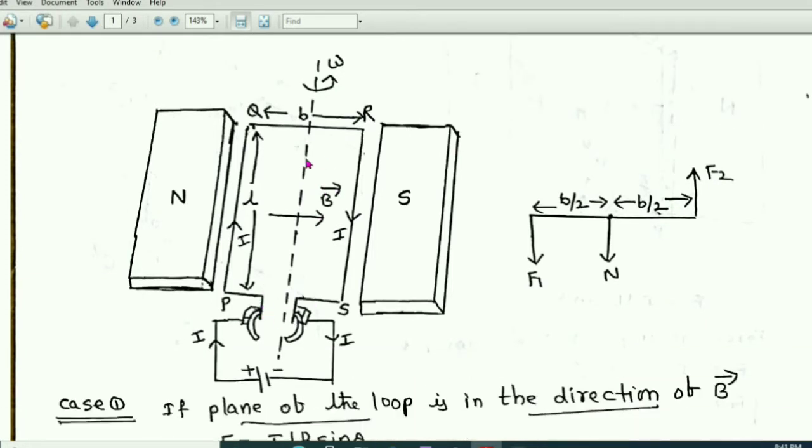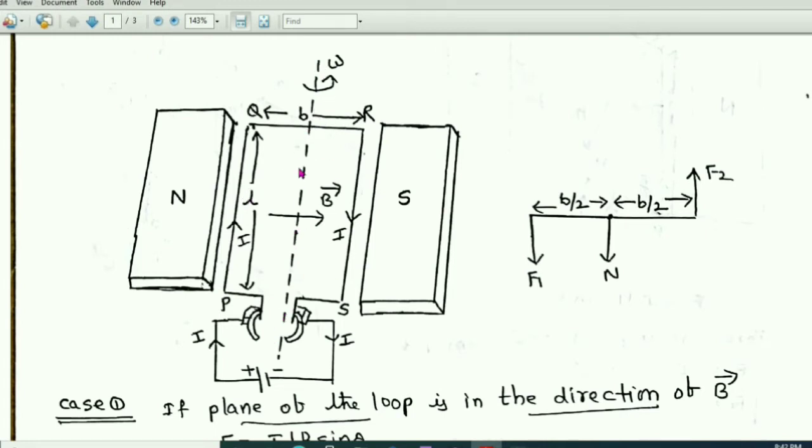So let us consider a rectangular loop, PQRS, placed in the uniform magnetic field. N and S are the pole pieces of the magnet which produces a uniform magnetic field in this space. In that uniform magnetic field, the rectangular loop is placed. The length of the loop is L and the breadth of the loop is B. Then the area of this rectangular loop becomes L into B.